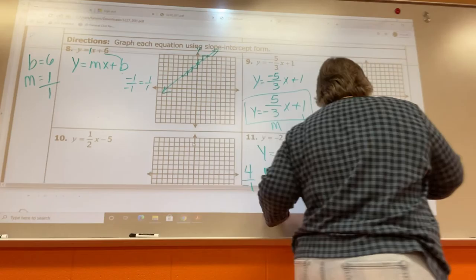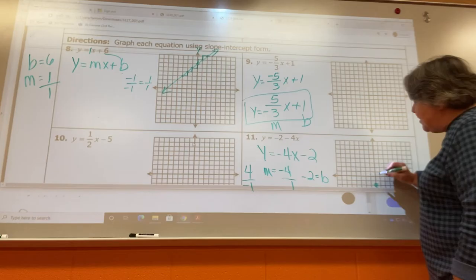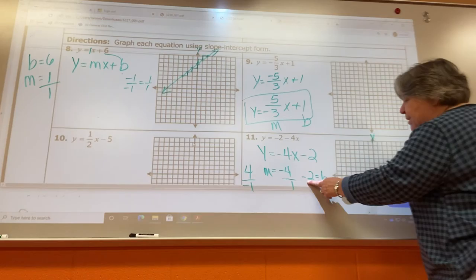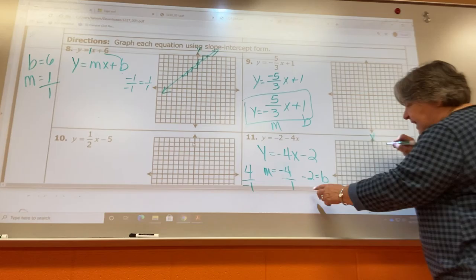And m equals the number in front of x. Well, I don't have a number in front of x. Yes, I do. It's understood to be 1. So m equals 1. For it to be a counting slope, I'd go 1 over 1.